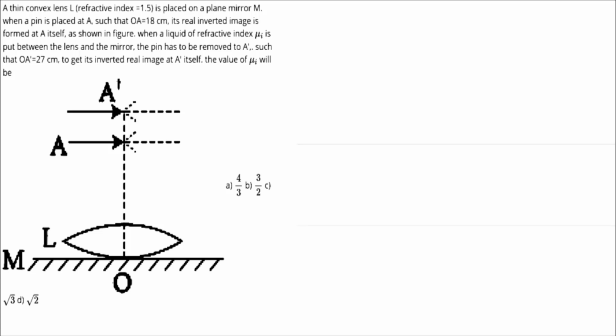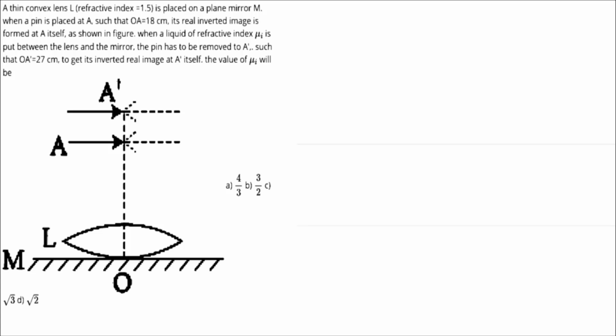Now, when a liquid of refractive index mu is put between the lens and mirror, then the pin has to be moved to A dash such that OA dash is 27 cm to get the inverted real image at A dash itself. The value of mu1 is asked in the question.